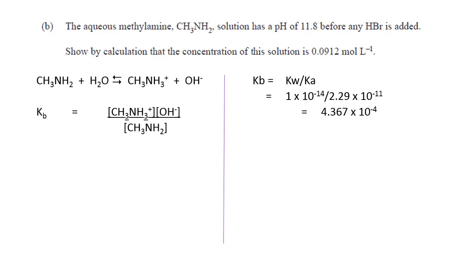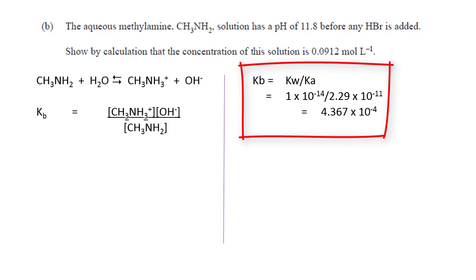So methylamine plus water goes to methylammonium plus hydroxide. And then from that, because it's a base, we can write a Kb expression. And in that Kb expression, we've got the concentration of the methylamine there, which is what we're trying to work out. So next step, I would calculate a Kb value.